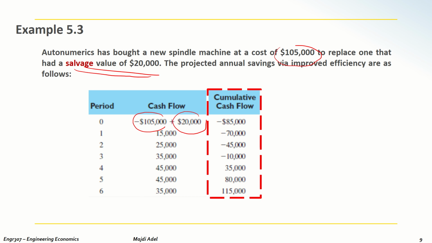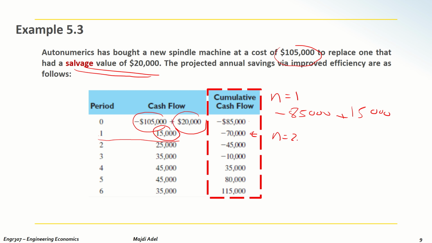So we are going to construct what we call a cumulative cash flow. How do we calculate the cumulative cash flow? At n equals 0, it's minus $85,000. At n equal 1, my balance from the previous year is minus $85,000. But at n equal 1, I have an income of $15,000. So it's plus $15,000. The answer is minus 70.